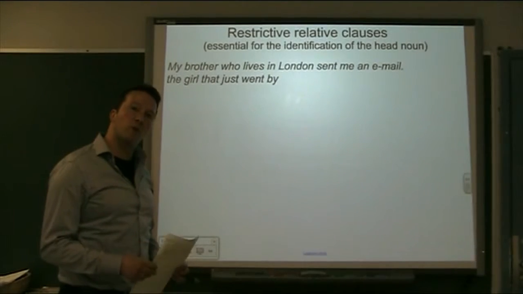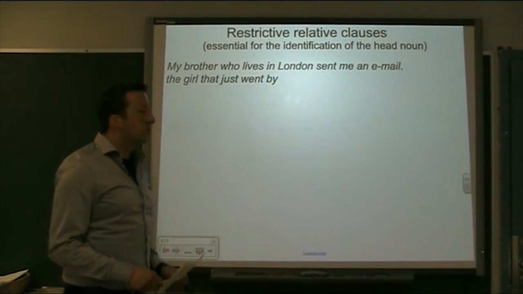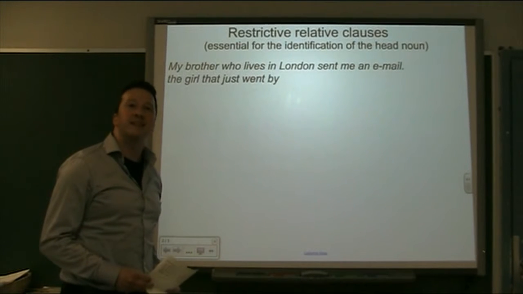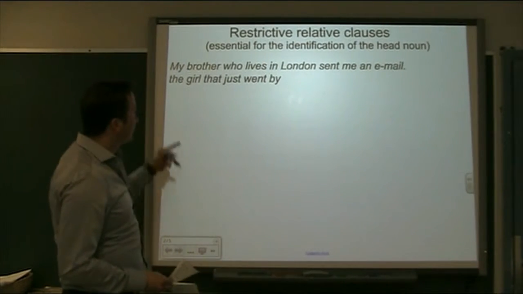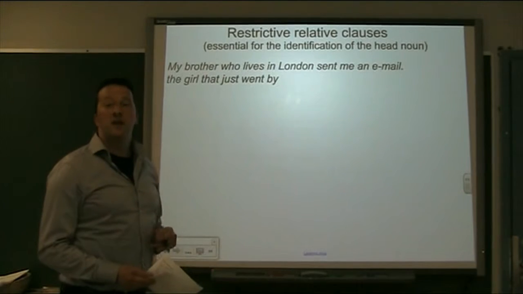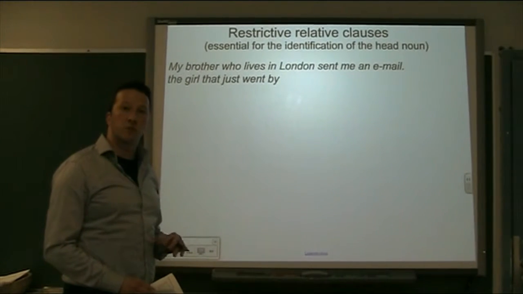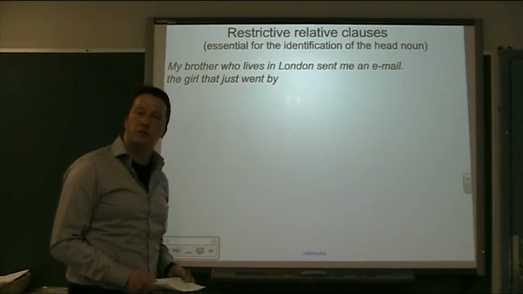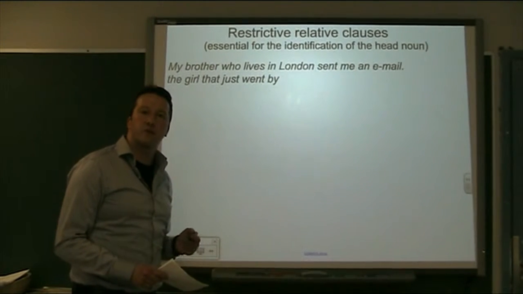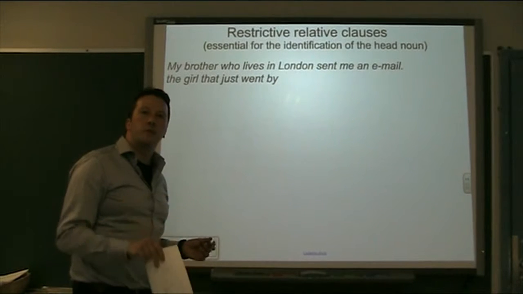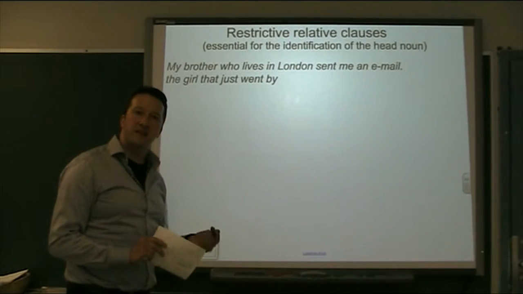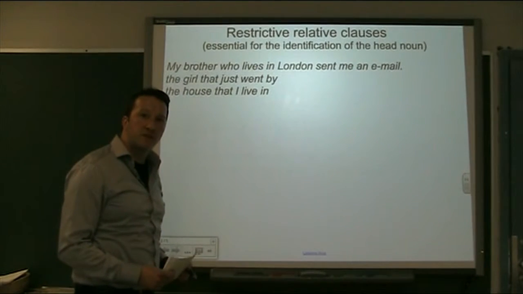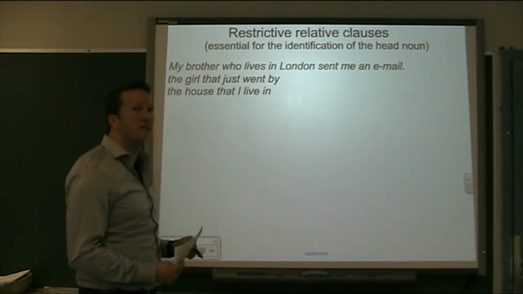In less formal registers, we can use the relative pronoun that instead of who, as in the girl that just went by, as opposed to the girl who just went by. And we can also choose to use the relative pronoun that instead of those relative adverbs. But then we need to add the preposition at the end of the relative clause. The house where I live can turn to the house that I live in.